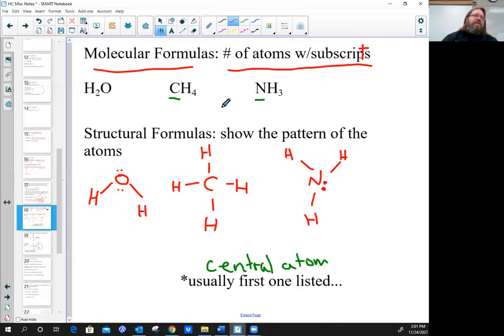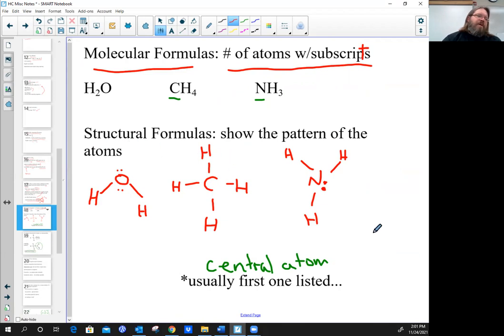So molecular formulas are just showing what atoms are in the compound, and a molecular formula is the true formula, the true number of atoms within that formula. We've talked about comparing molecular and empirical formulas, and I'll get back to that in a little bit.